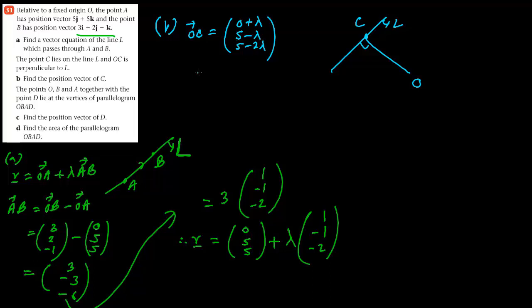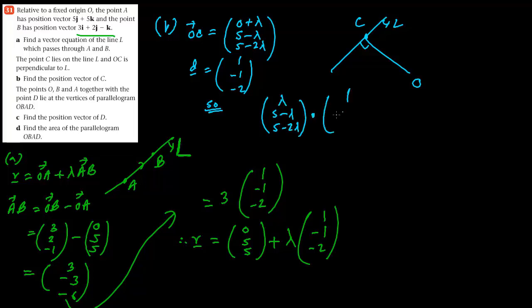To find that this is 90 degrees, we can use the dot product rule, where the dot product is 0. The direction vector of L, we know, is 1, minus 1, minus 2. This is the direction vector, remember, when you take the constant common. By the rule of perpendicular lines, the dot product is 0. So OC dot direction vector is 0. So 0 plus lambda is lambda, 5 minus lambda, 5 minus 2 lambda, dot 1, minus 1, minus 2, equals 0.